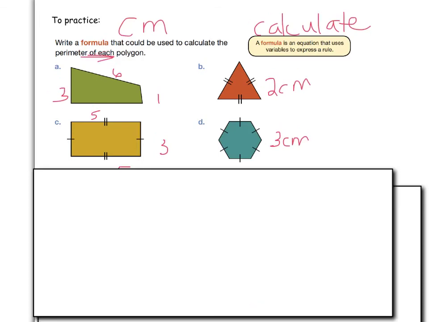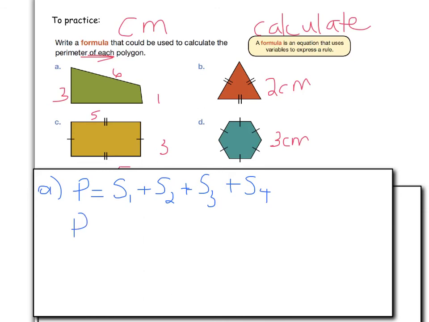All right, let's take a look at our first one, A. It would be an irregular shape, so it's side 1 plus side 2 plus side 3 plus side 4, and there's no other option. That's what it would have to be.